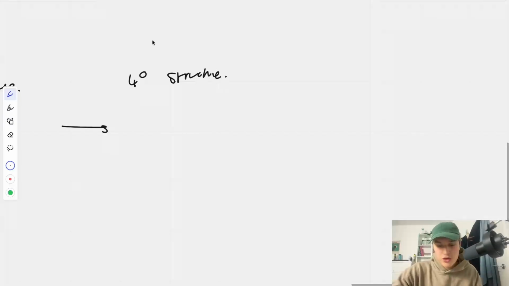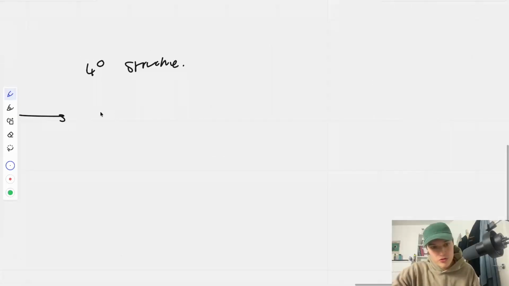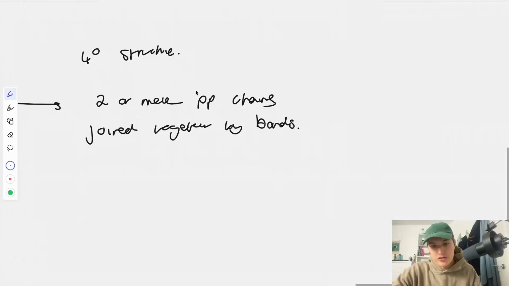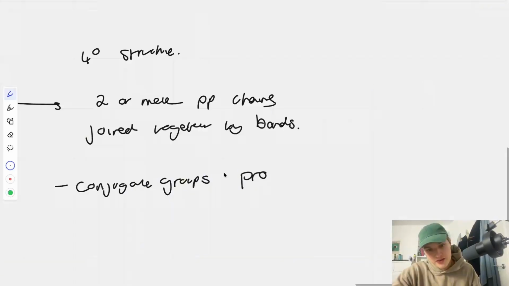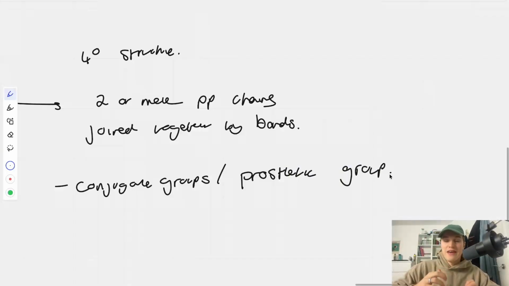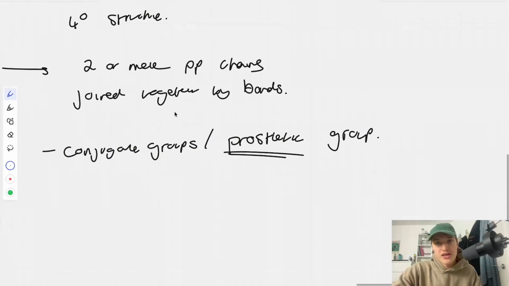So, not all proteins are quaternary. Quaternary proteins, some would say, are highly specialized. So the feature of a quaternary protein is 2 or more polypeptide chains joined together by bonds. Okay, 2 or more polypeptide chains joined together by bonds. That is what makes a quaternary protein. Now, quaternary proteins are typically associated with something called conjugate groups, or more commonly known as prosthetic groups. So you think about prosthetic limb. Prosthetic limbs is something that's like a fake limb. It's not a real limb. This is the exact same here. It's something that is a non-protein derivative associated with the protein structure.